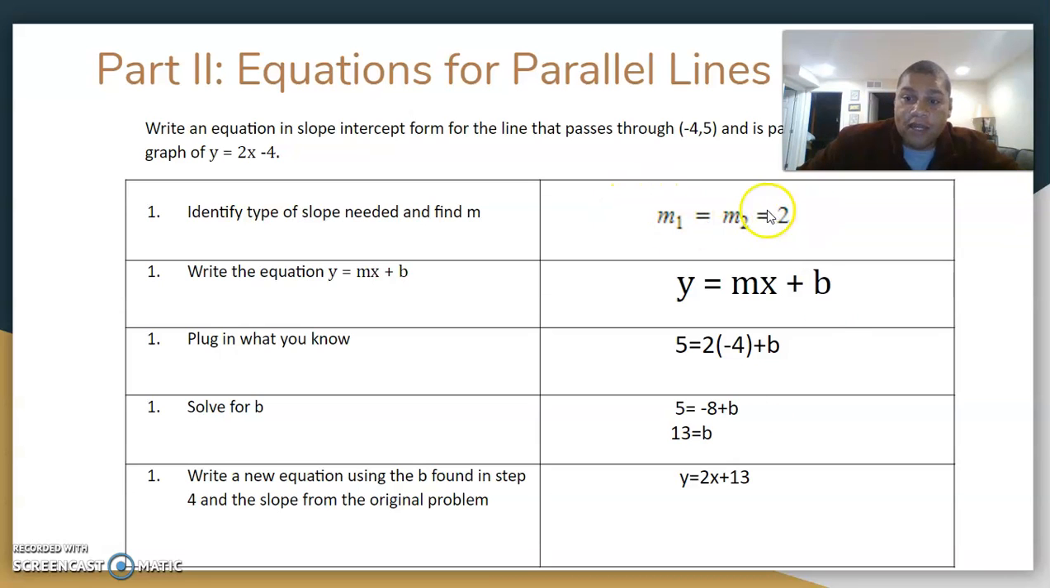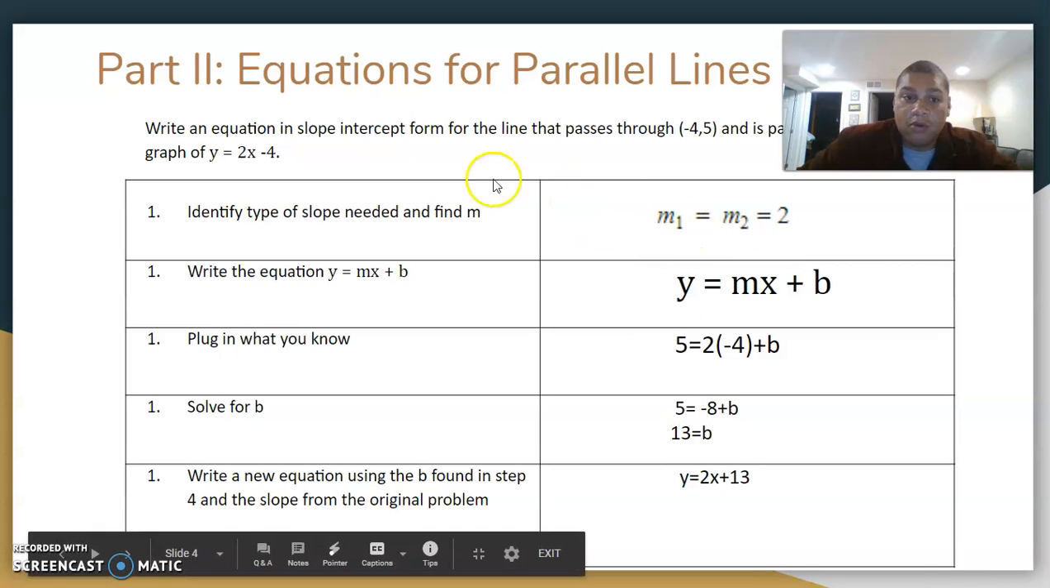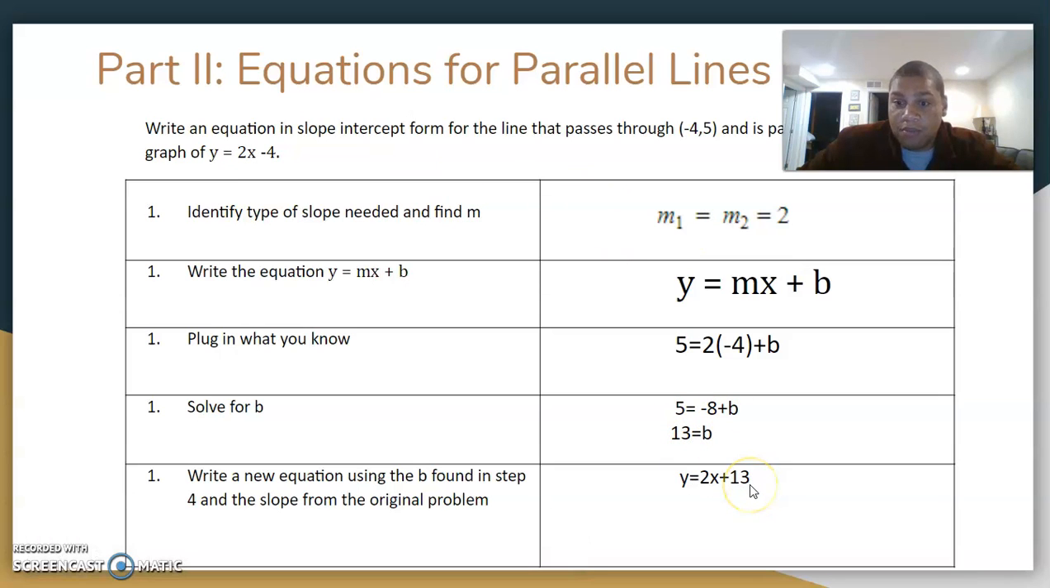Again, we already knew what m was because we knew m had to be the same in our new equation as it was in the old equation, right here. And then we've used that information to find the new b, so we plugged it back in.